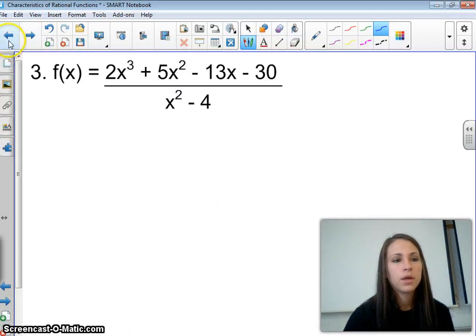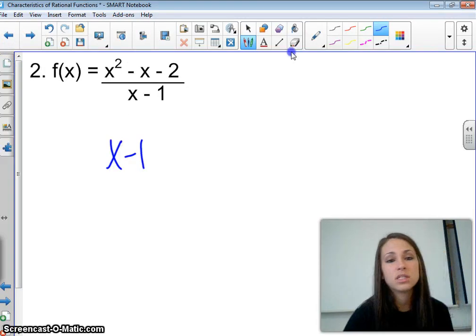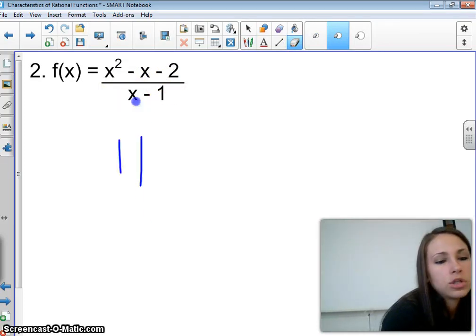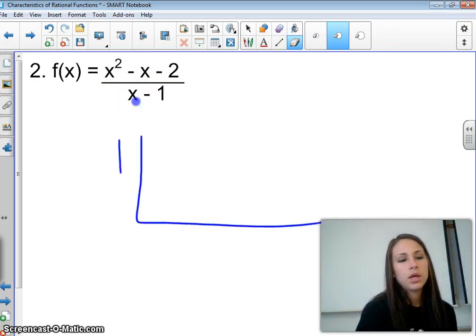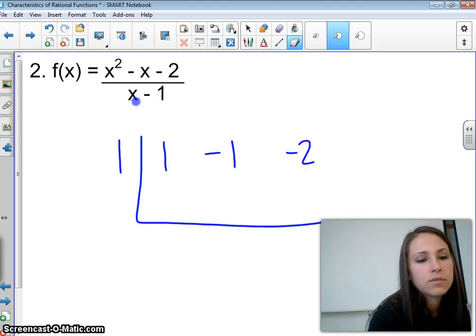We'll do two more. Alright, so this one, we're going to take x minus 1. We could actually, instead of doing long division, do synthetic division on this because this is a linear factor in the bottom. So I'm going to go ahead and do that since it'll be a little bit easier. And so then I'm going to put 1 out there. My coefficients will be 1, -1, and -2.